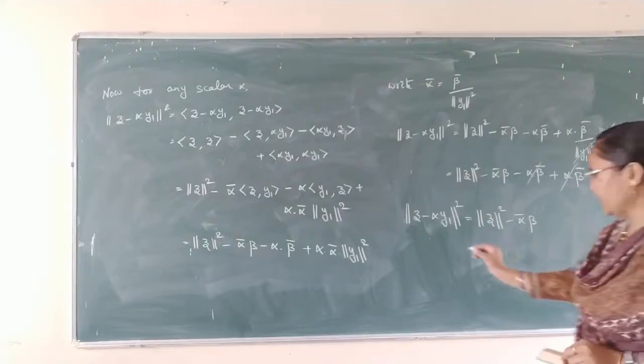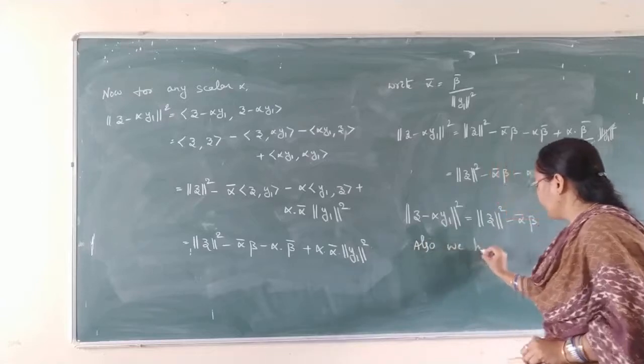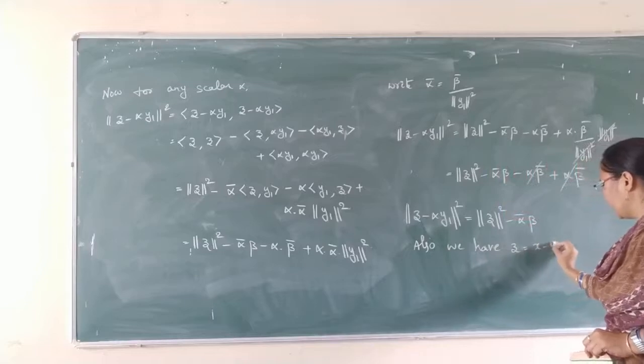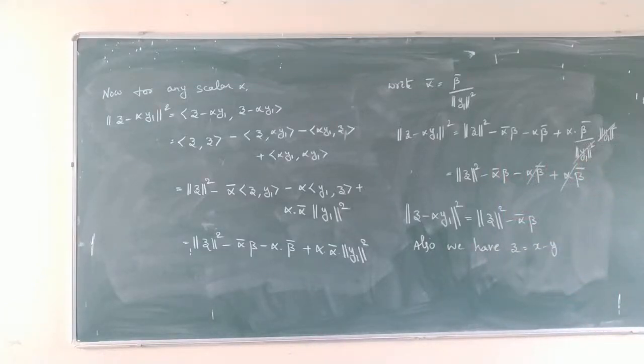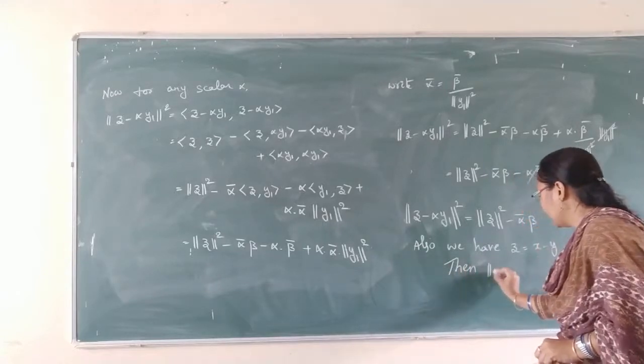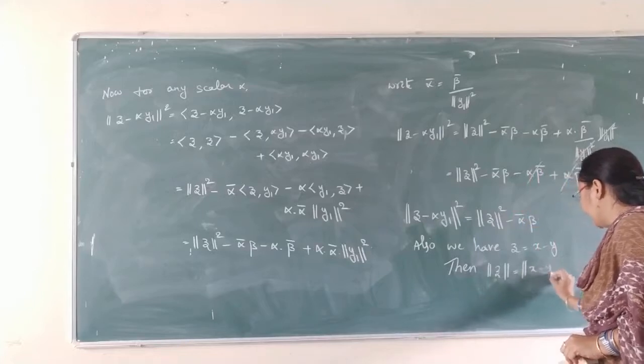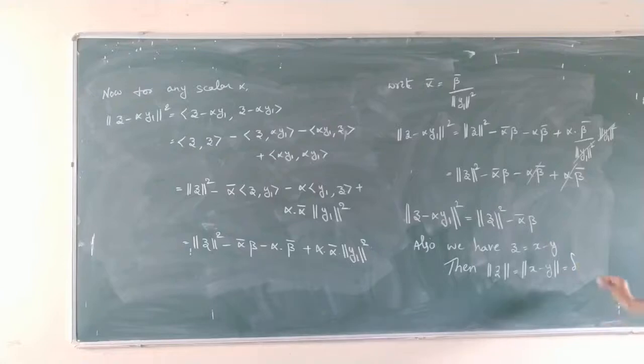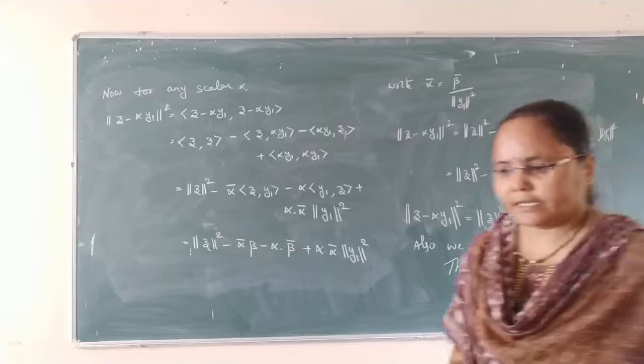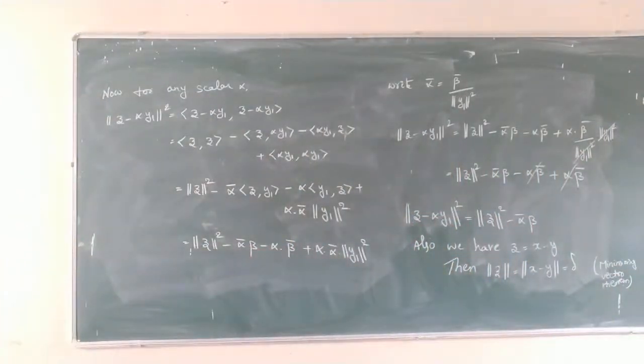Next line, also we have z value. Also we have z is equal to x minus y. Then calculate norm z. Next line, then norm z is equal to norm x minus y. This value is nothing but delta, from the minimizing vector theorem. From that theorem you can easily get the delta formula. Delta is equal to infimum of norm of x minus y also there. Two formulas are there. So z is equal to, clearly, delta.